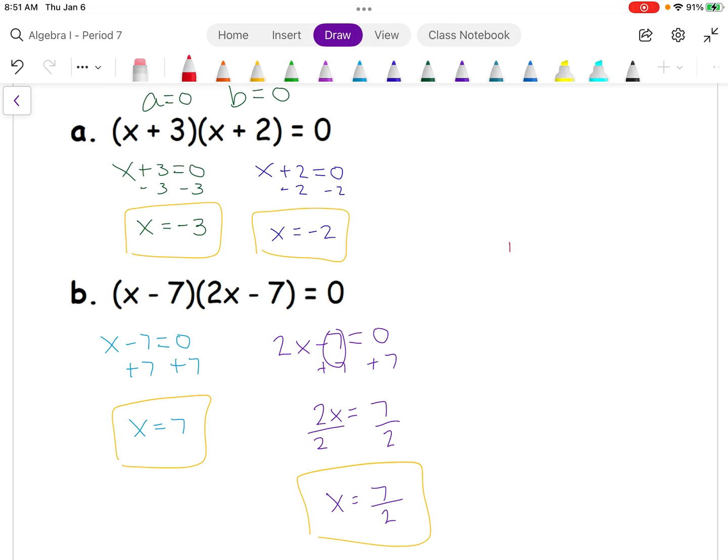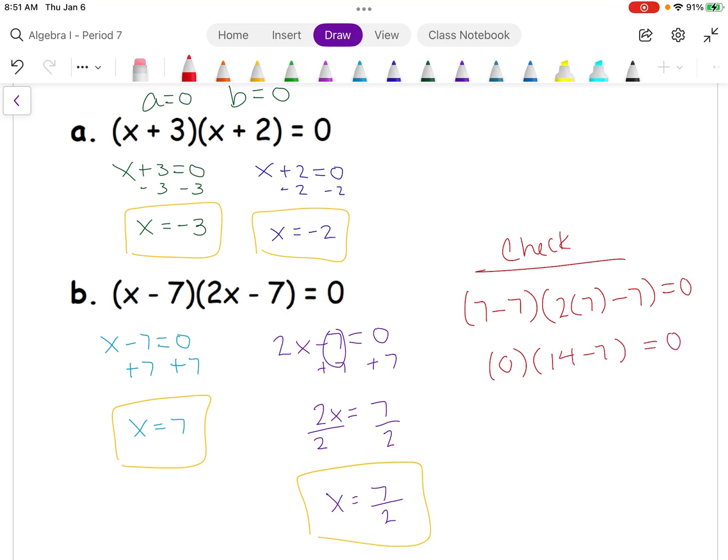And just as a side note, if you wanted to check your answer, you could. When we say it could make the equation true, we're saying that if we plug 7 in for x, this is what would happen. 7 minus 7 is 0. 2 times 7 is 14 minus 7. Well, 14 minus 7 is just 7. And 0 times 7 is 0. So we find that 0 equals 0. So that's what we're saying is happening, right? That's what we're solving for. We're solving for the x value that would make the polynomial equal 0.